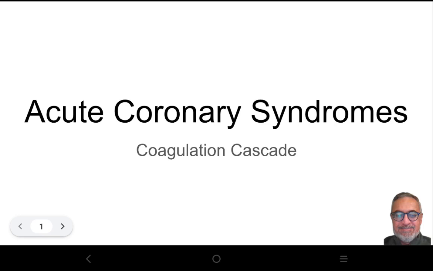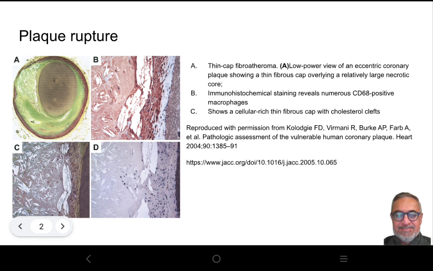Hello, today we're talking about acute coronary syndromes, the coagulation cascade. We need to first understand the atheromatous plaque. This is from work by Dr. Vamani's lab, where they showed a thin cap atheroma is the reason why the plaque ruptures.